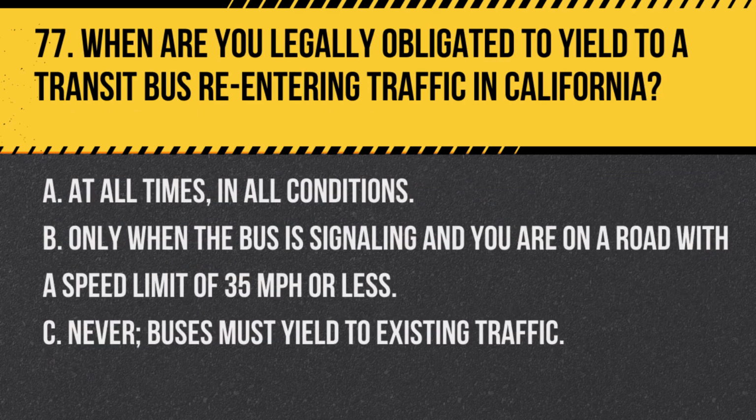Question 77. When are you legally obligated to yield to a transit bus re-entering traffic in California? A. At all times, in all conditions. B. Only when the bus is signaling and you are on a road with a speed limit of 35 miles per hour or less. C. Never. Buses must yield to existing traffic. Answer. B. Only when the bus is signaling and you are on a road with a speed limit of 35 miles per hour or less. This law aims to improve public transit efficiency and safety.